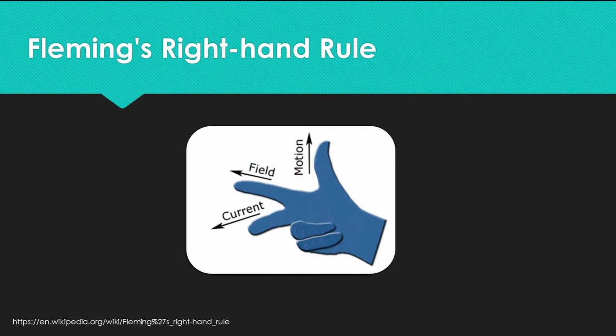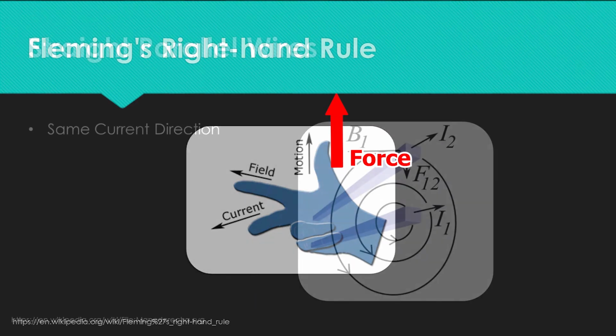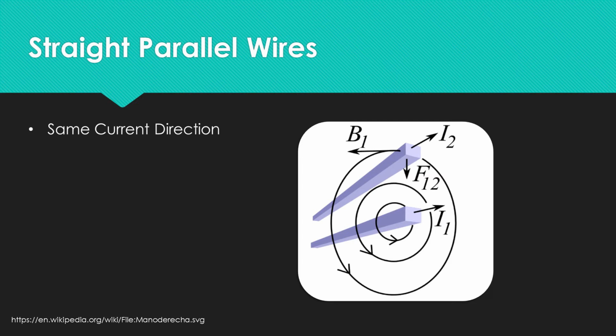With Fleming's right hand rule, the direction of Lorentz force can be understood as well. The thumb shows the force direction. Now the special case, two straight parallel wires.